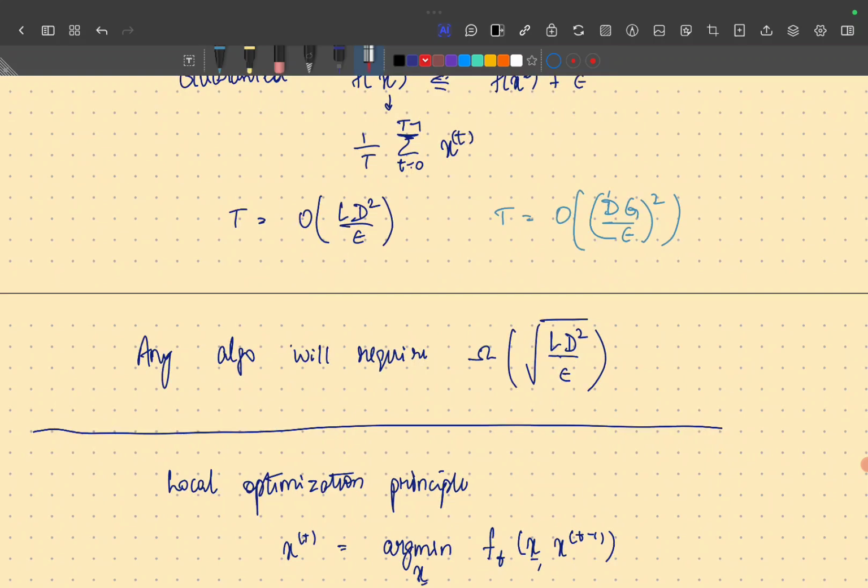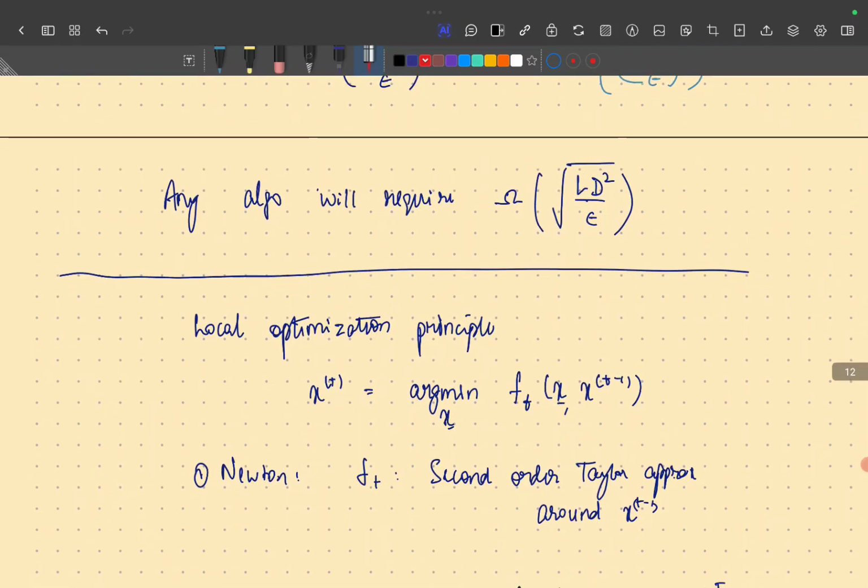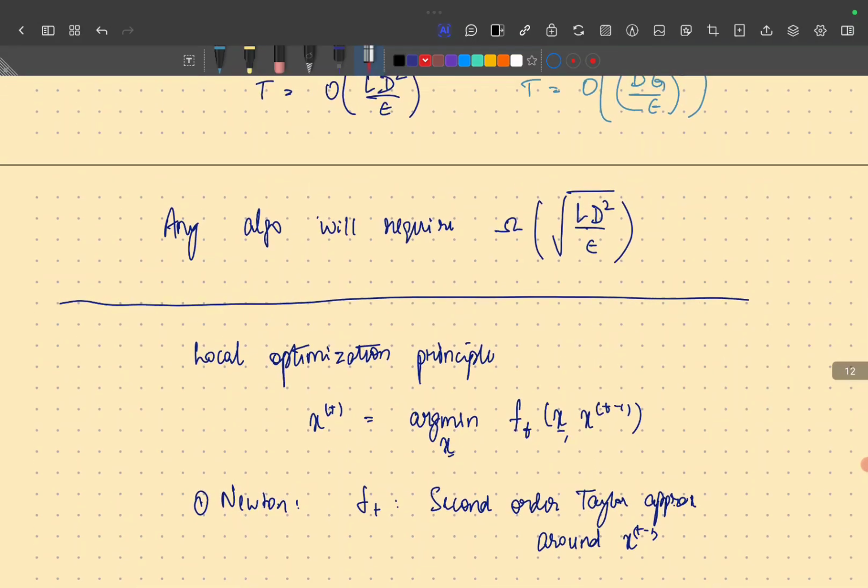The same thing holds also for projected gradient descent. But there's also a corresponding lower bound which says that any algorithm that involves black box access to a first order oracle will require this many steps, so the running time is order something divided by square root of epsilon. The question is, can you get close to this? Is there an algorithm that achieves this particular lower bound? Today we'll see an algorithm which actually achieves this lower bound.